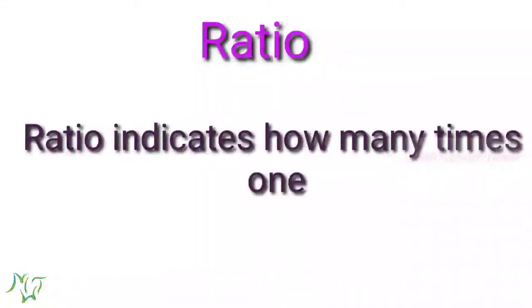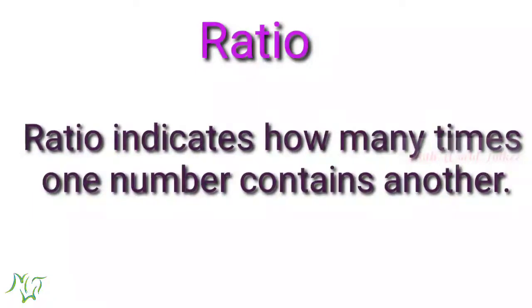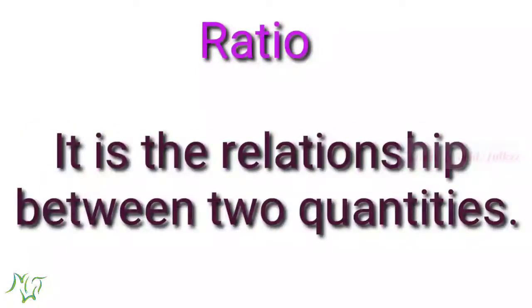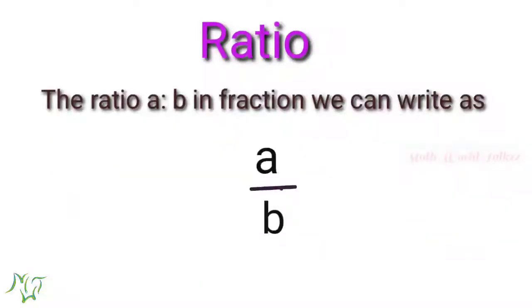So, actually what is ratio? Ratio indicates how many times one number contains another. It is the relationship between two quantities. The ratio A:B is also same as A/B in fraction.